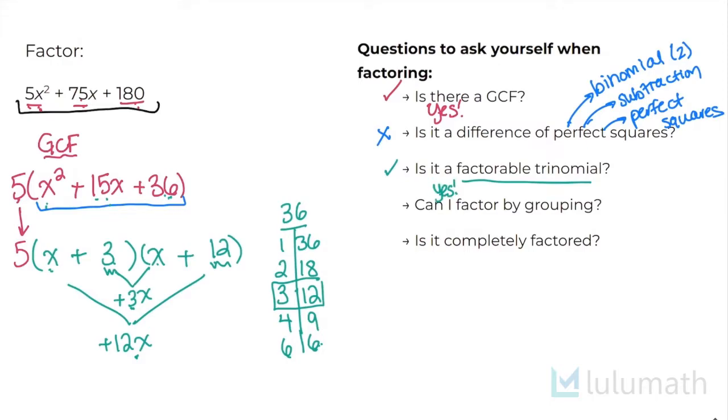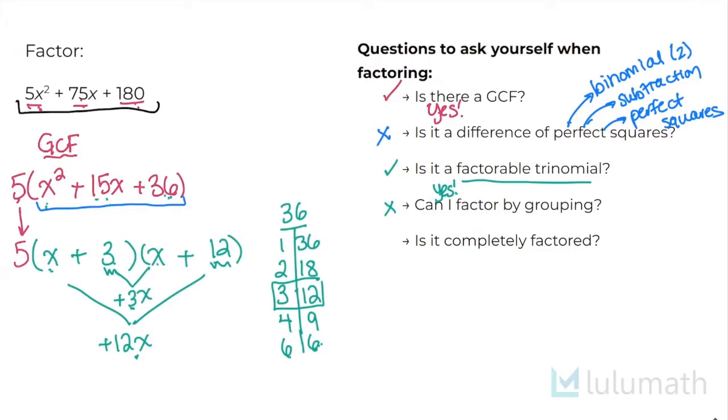So we can move on to the next question. Can I factor by grouping? Well, if I take a look at each one of my factors here, I've got 5, which is a prime number, so I can't even factor that any further. It's also a monomial, so it's not factorable any further than that. I've got x plus 3, which can't be factored by grouping, and I have x plus 12, which can't be factored by grouping.